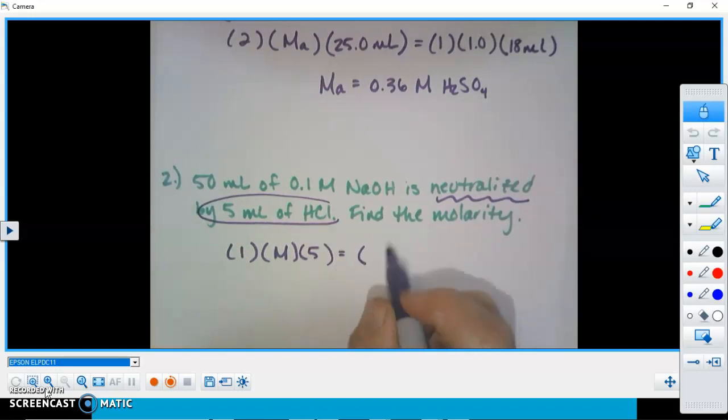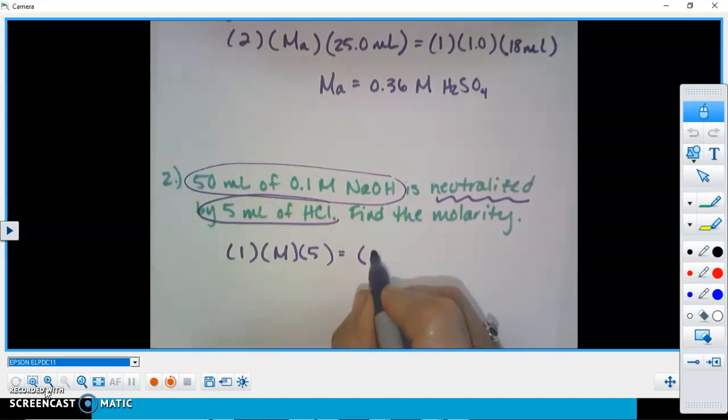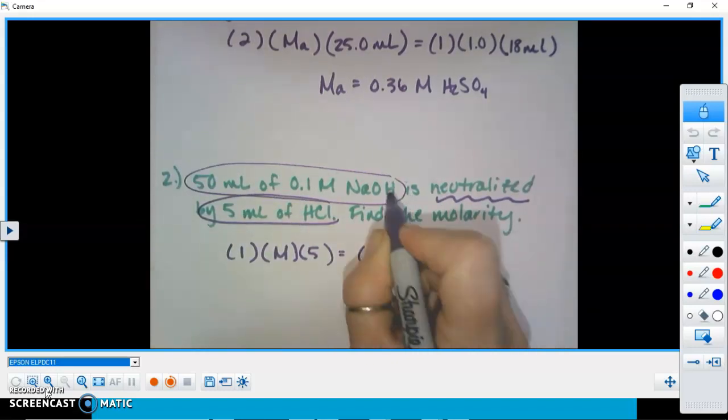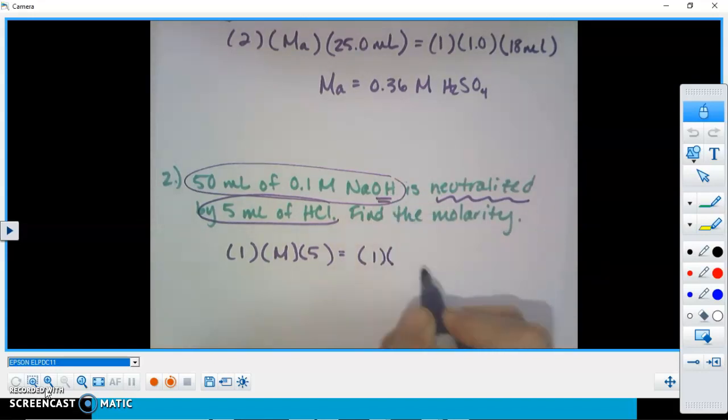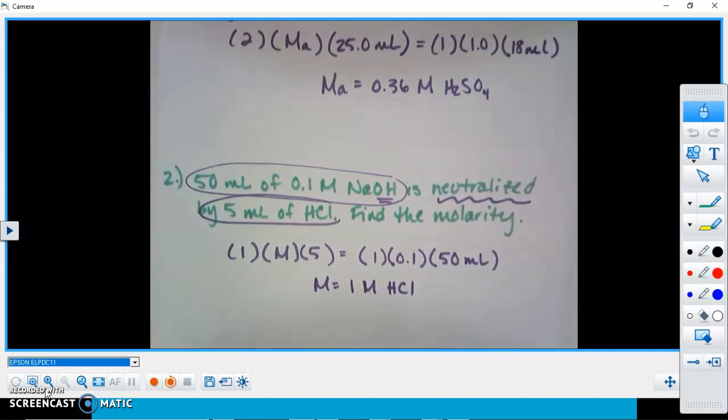On the other side of the equation, all of this goes together for the base. There's 1 hydroxide. The concentration is 0.1, and the volume is 50. And so this time we're going to take 50 times 0.1 times 0.1, which is 5, and divide by 5, and we get a molarity of 1. This would be 1 molar HCl.